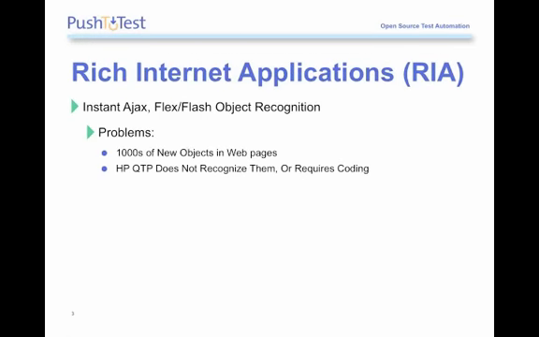We see a lot of problems in testing rich Internet applications that use Ajax, Flex, and Flash techniques. These applications are everywhere today. These applications introduce thousands of new objects, and the proprietary test tools that you've come to depend on require coding to recognize these objects.